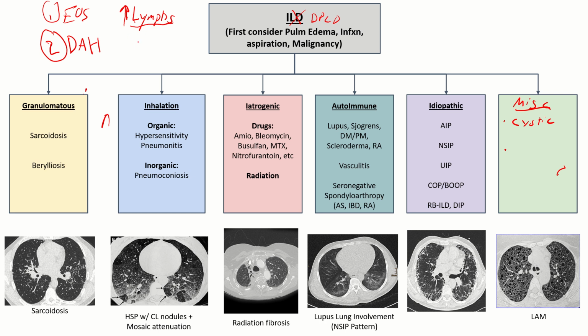And then sometimes you can find foamy macrophages and amiodarone toxicity, pigmented macrophages, and things like your respiratory bronchiolitis RB-ILD and DIP as well. But the big things you really want to do is rule out these.